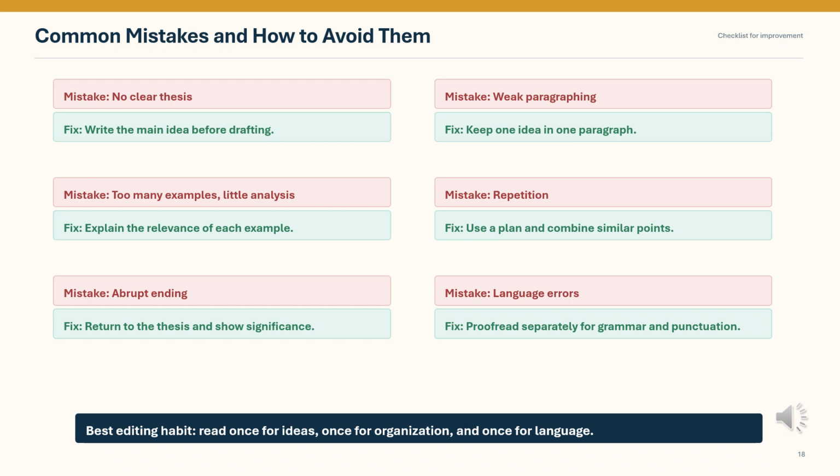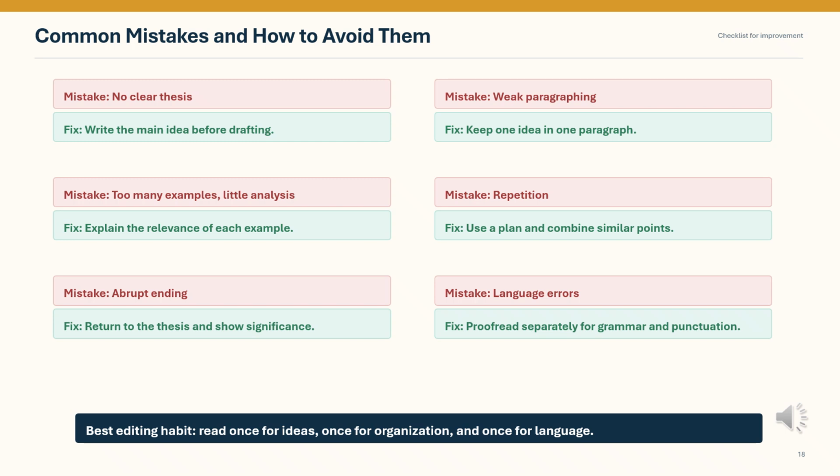Okay, next I have highlighted the common mistakes and how we can avoid them. Please take a look at this. The first mistake is writing without a clear thesis. The solution is to write the main idea before you draft it. Second mistake is weak paragraphing. So the solution is to keep one idea in one paragraph, as I had previously mentioned.